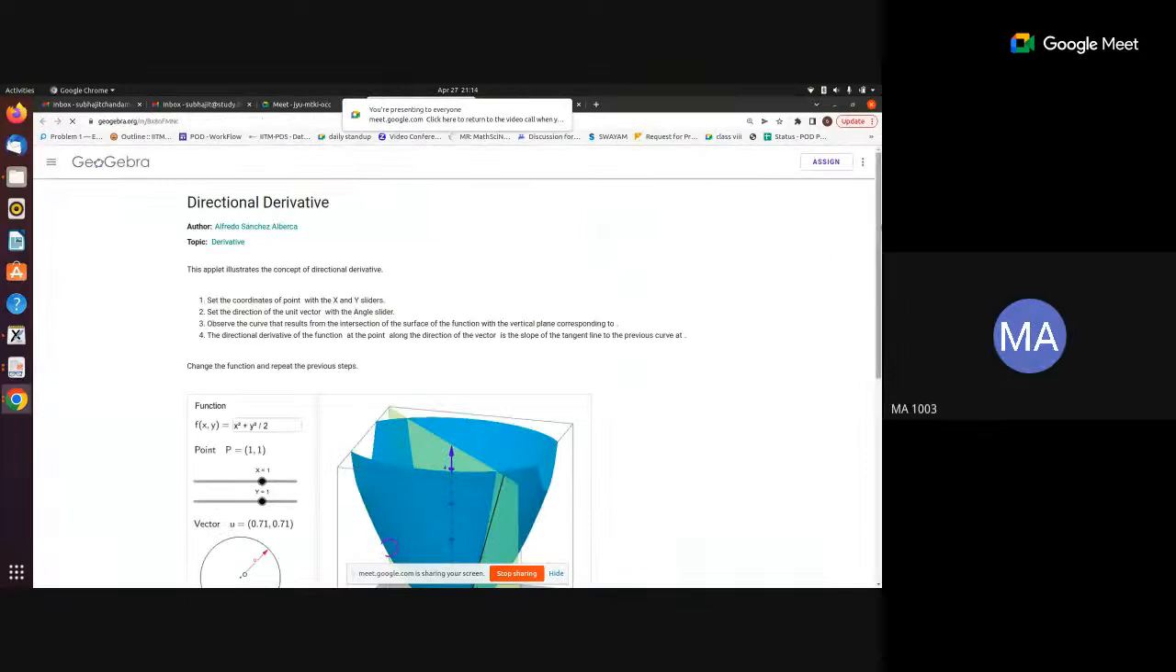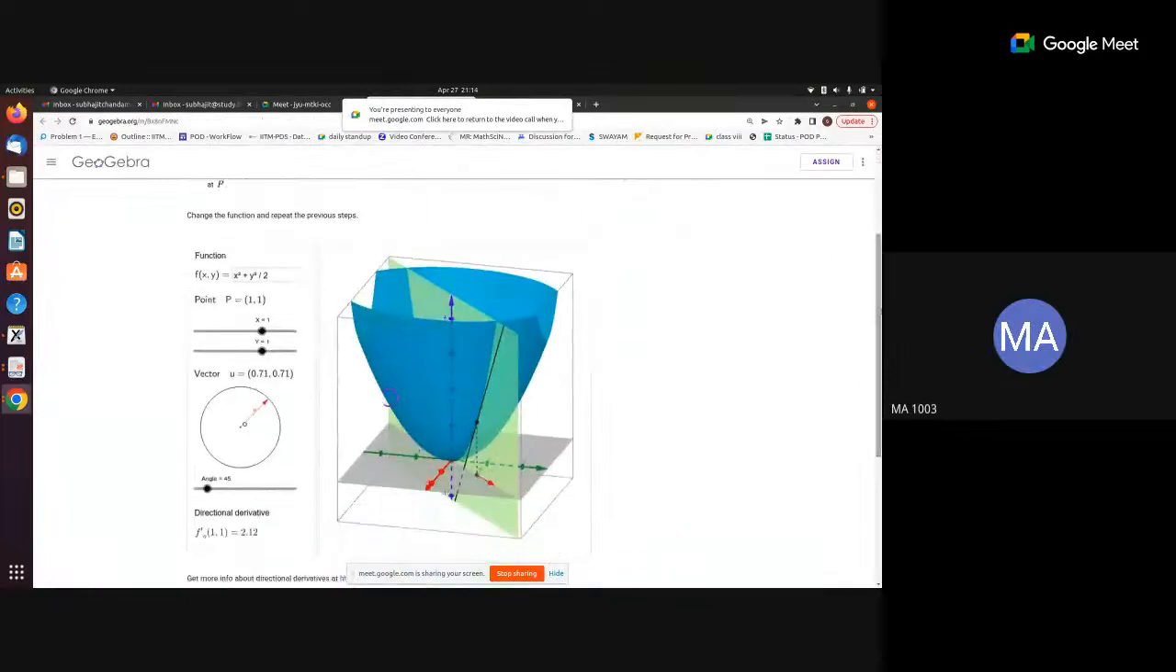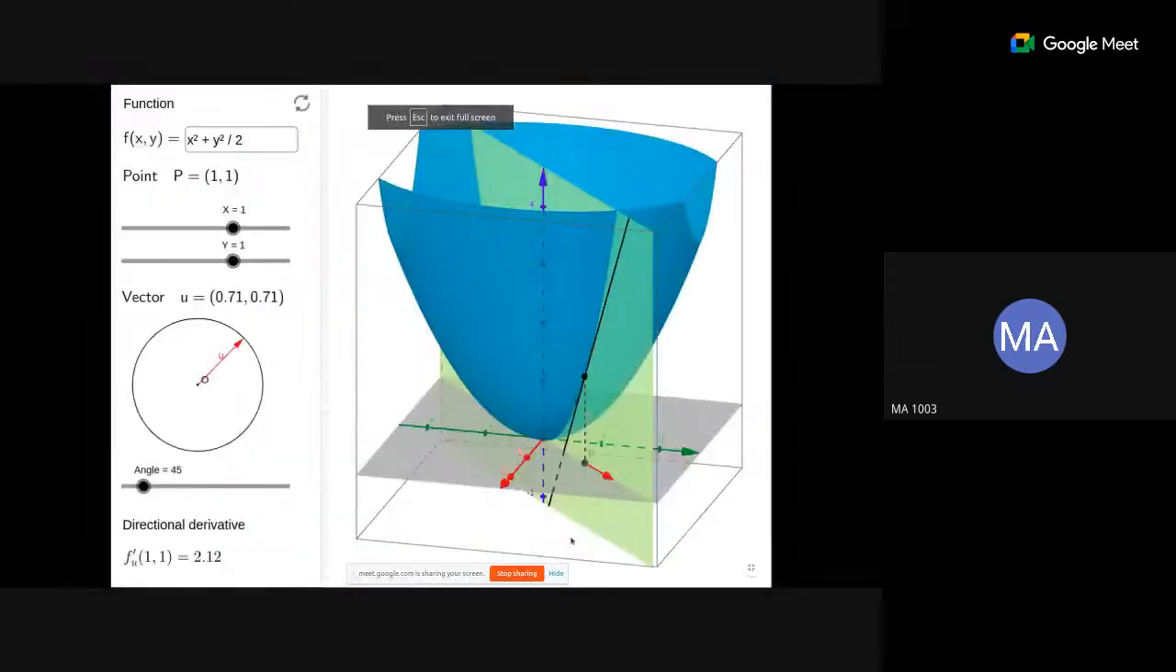Yeah, so have all of you seen this earlier? This is a very nice representation of directional derivative. This is the function x square plus y square by 2, and this is the surface generated by it. Now, let's first consider the point 1, 1. So here you are seeing the point 1, 1.